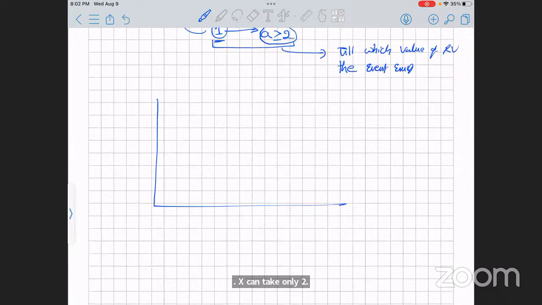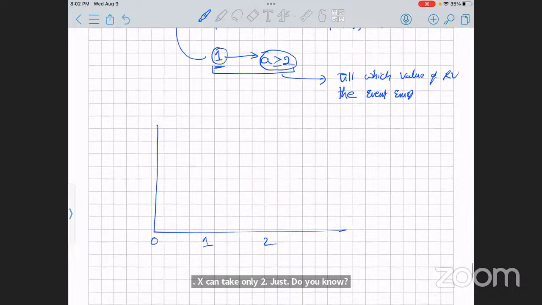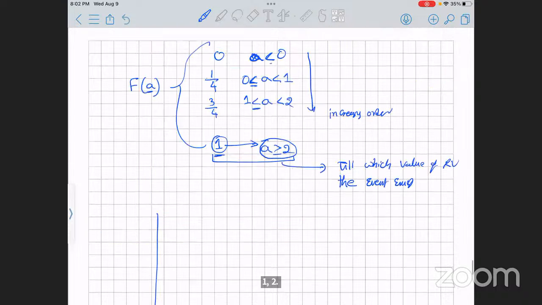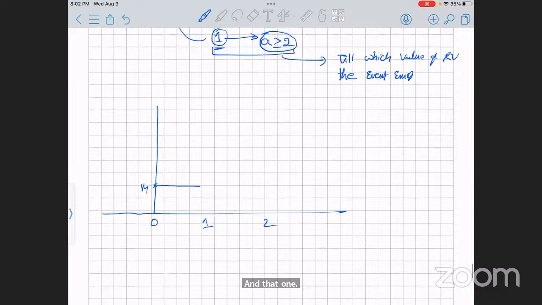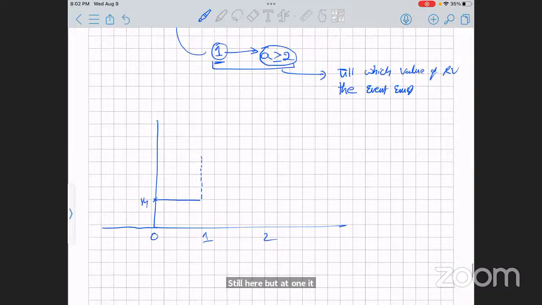Look, 0, 1, 2. First at 0, it jumped to 1 by 4. And at 1, it continued till here. But at 1, it jumped again to 3 by 4.